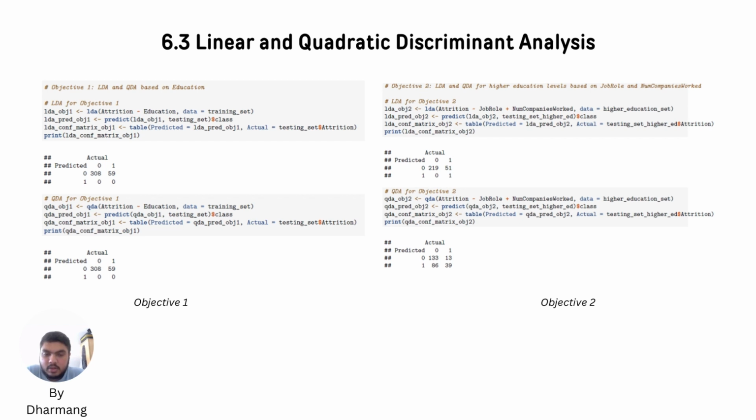We suggest that the quadratic approach may capture the complexity of the dataset better than the linear approach for Objective 2. The overall assessment would suggest that while some job roles and the number of companies worked may have an impact, the models are still challenged by the complexity of attrition prediction and may benefit from additional data or alternative modeling approaches.